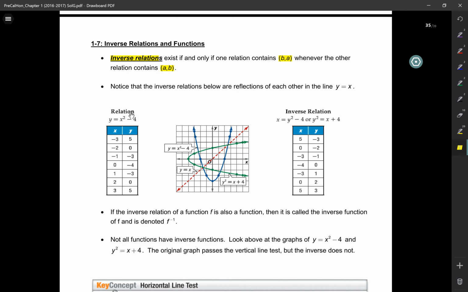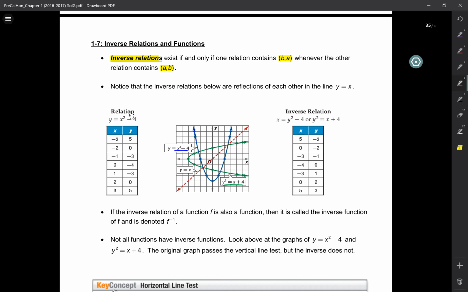Let's take a look at a function and its inverse graphed below. If you notice, we've got the blue parabola, the equation for which is y = x squared minus 4. And the green is the inverse of the blue. Its equation is y squared = x plus 4. Now the two are inverses of each other, so let's explore a couple of the characteristics here.